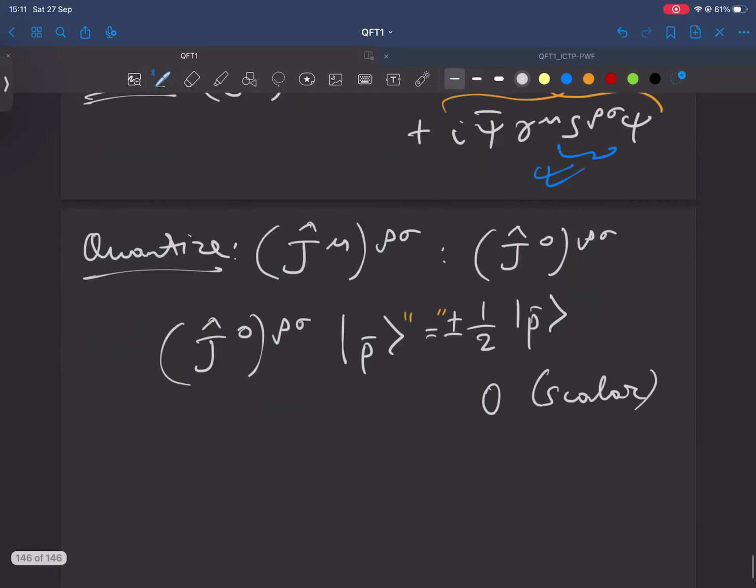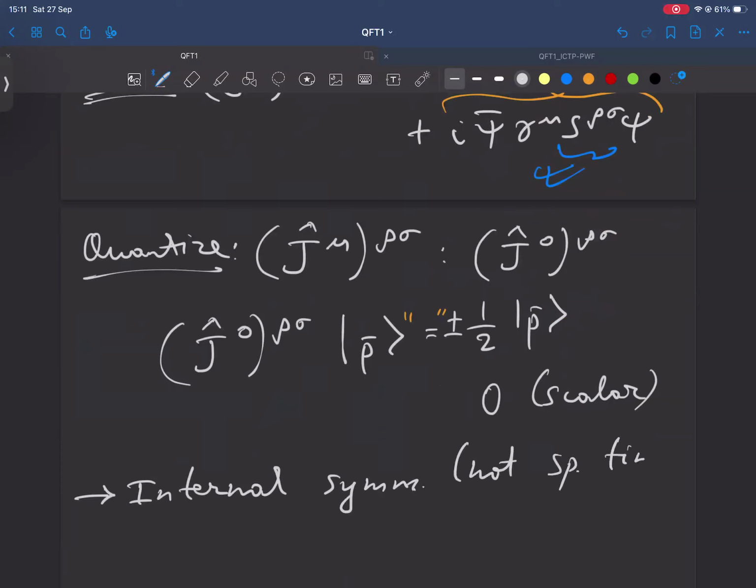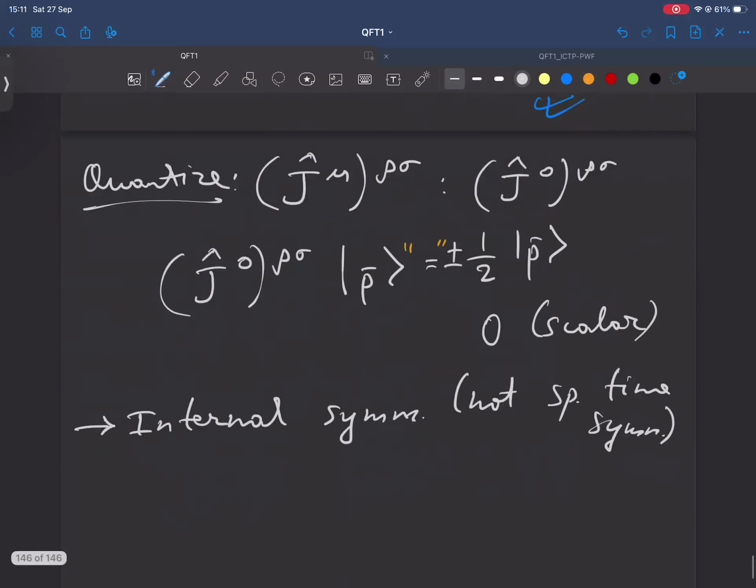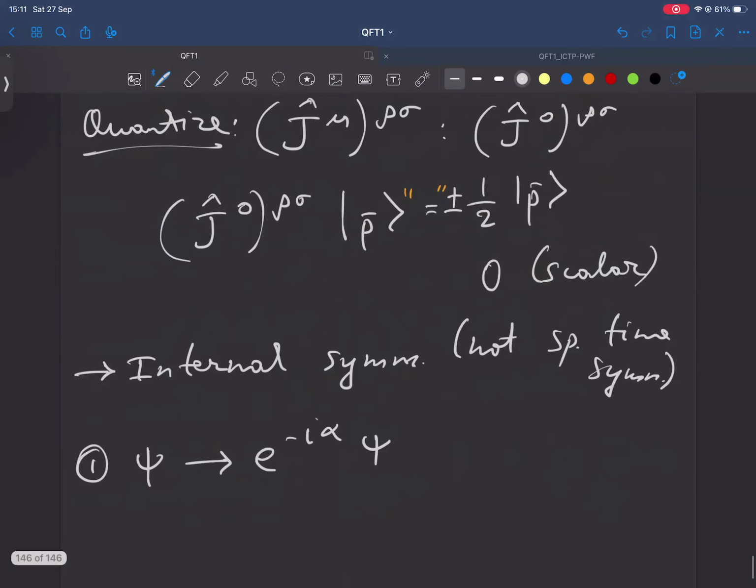Okay. So that out of the way, now let us discuss some internal symmetries, which are symmetries that are not space-time symmetries, or they don't depend on space-time symmetries. So you can see that there are two of them. Under this transformation, the Dirac Lagrangian is invariant.